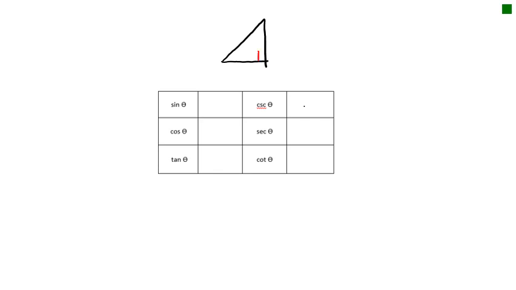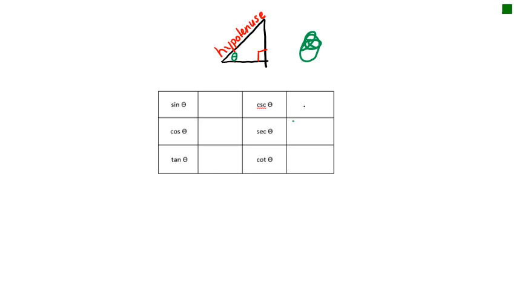So first, this is my right angle, and the side opposite that is called my hypotenuse. But we're specifically going to talk about angle theta. All right, so this is a theta, okay? And we use that a lot in trig to represent an angle inside of a triangle.